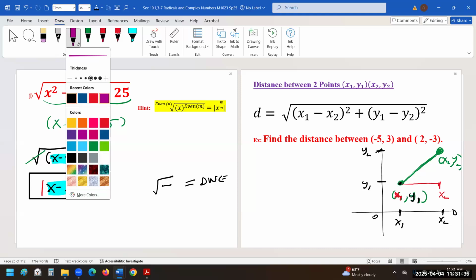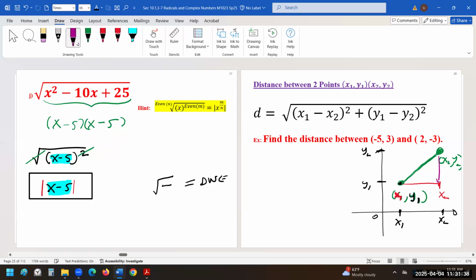Let me change the color. Vertically from y1 and y2. So y2 minus y1, x2 minus x1. Sorry, x2 minus x1, not y1. So how much distance is between x2 and x1? How much distance is between y2 and y1? Let's see how much we have them. If you know this distance, then what does this become now?